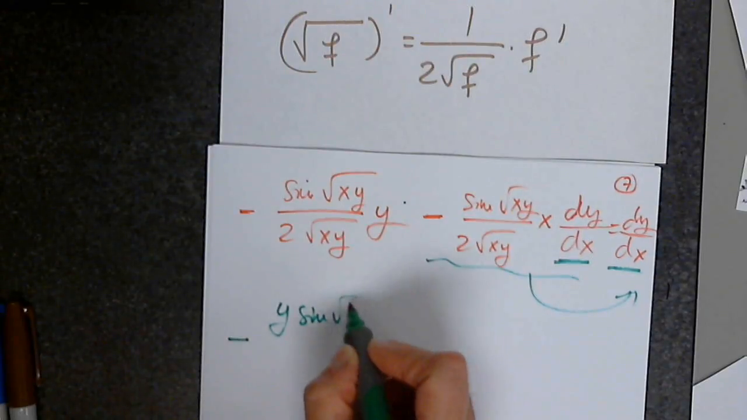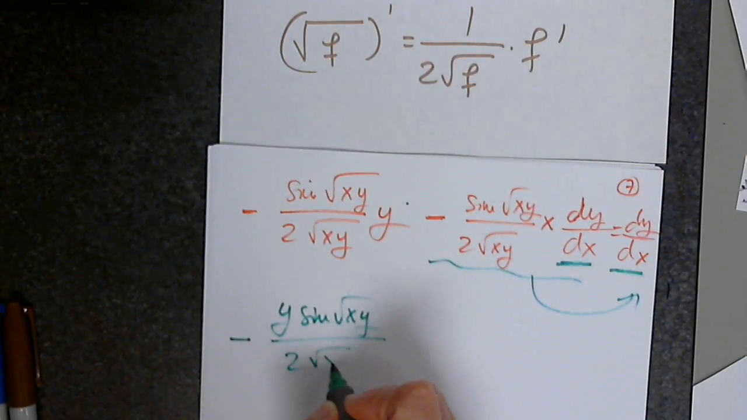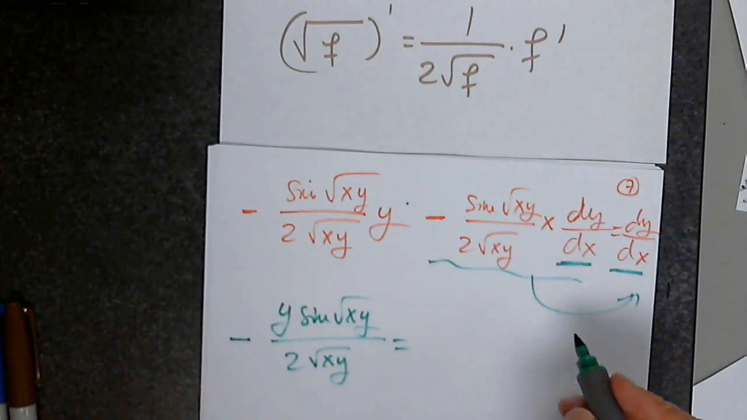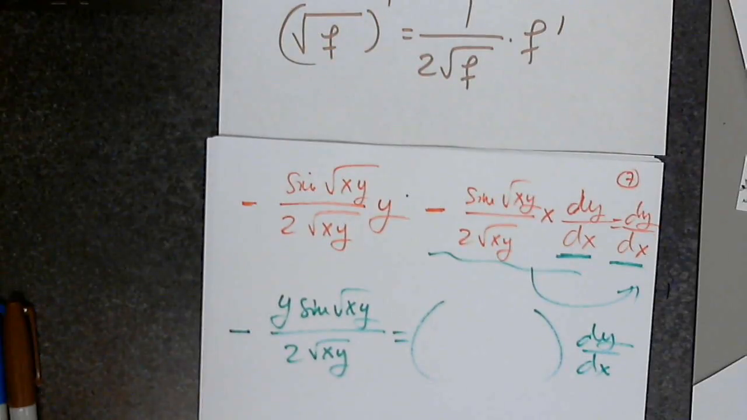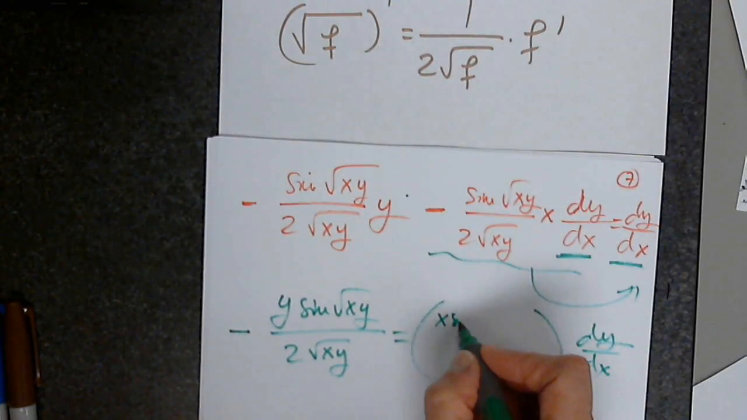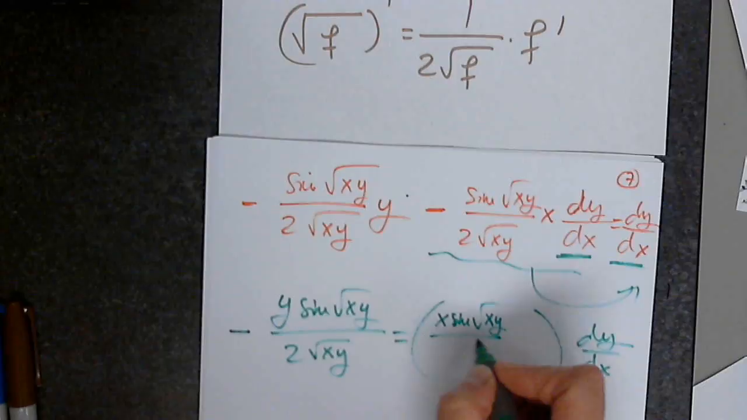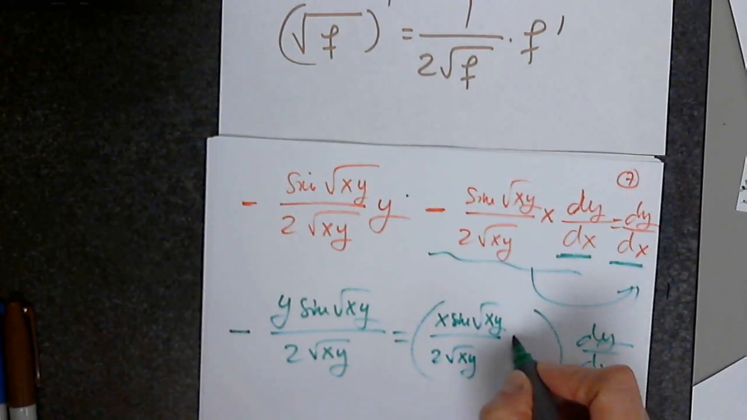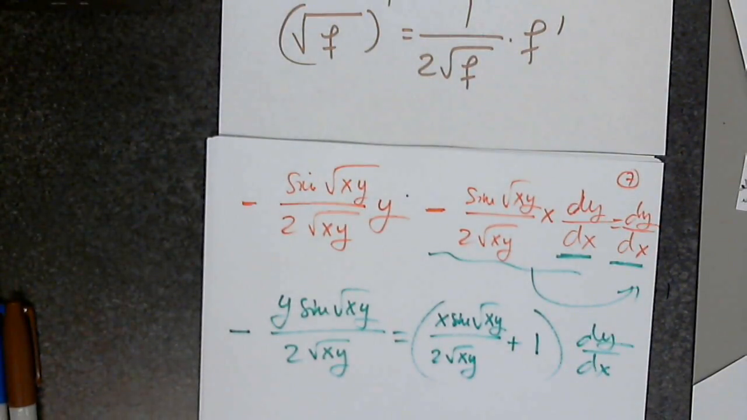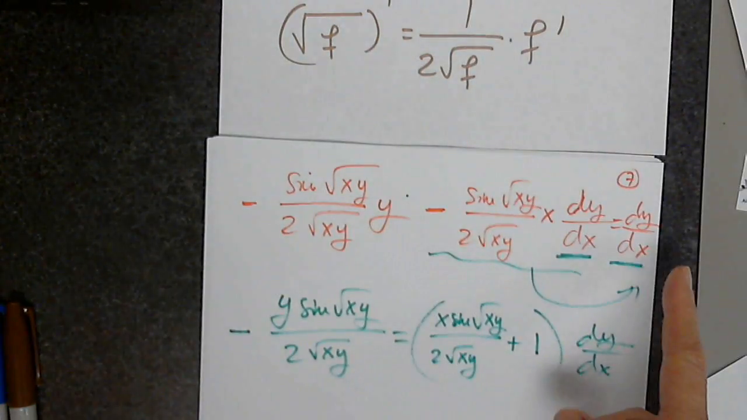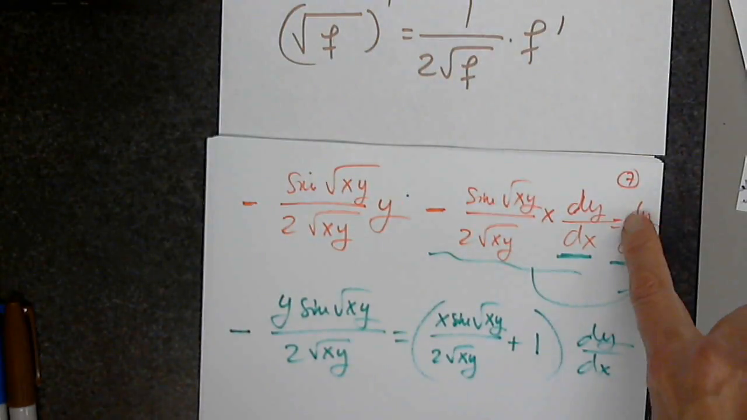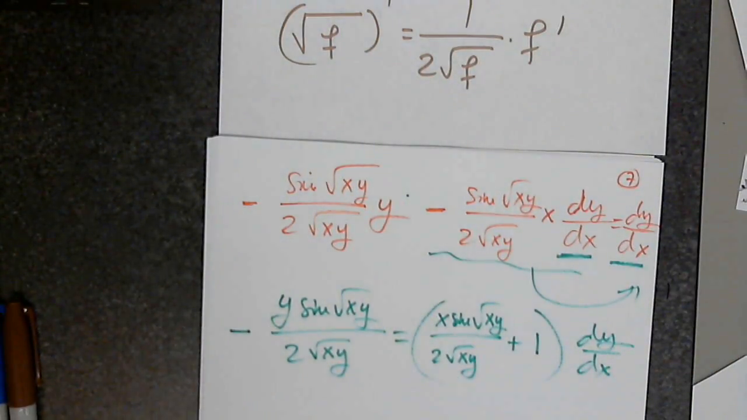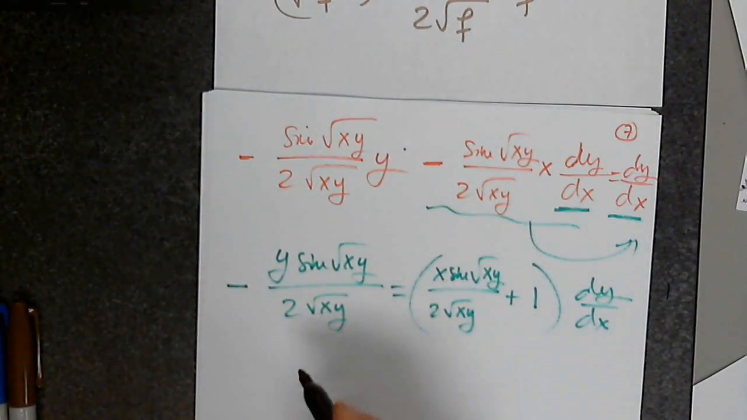Negative y sine the square root of xy over 2 the square root of xy equals something with dy over dx. I'm going to already factor it out. So it will be x sine the square root of xy over 2 the square root of xy and plus 1. Because when I bring this to the other side, this factor is here, positive now, and plus 1. And then finally I have dy over dx. Can anyone dictate dy over dx?